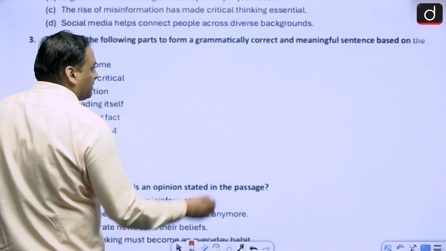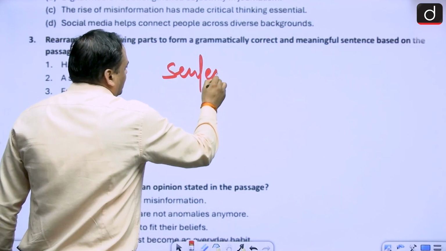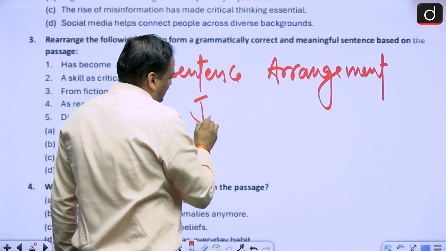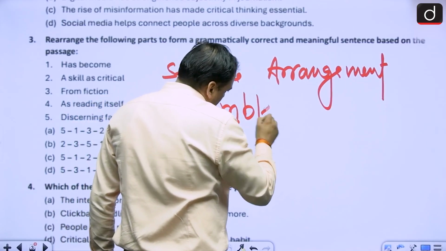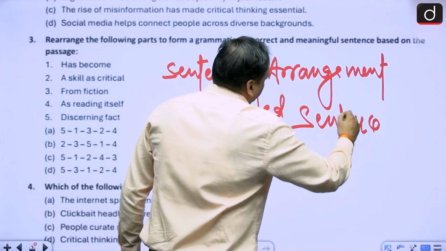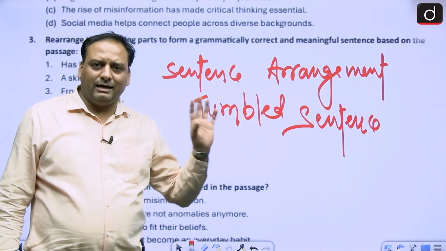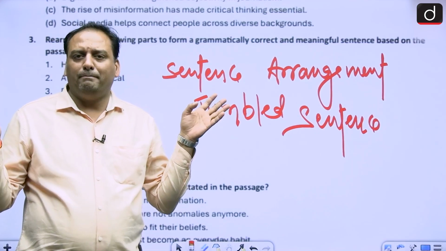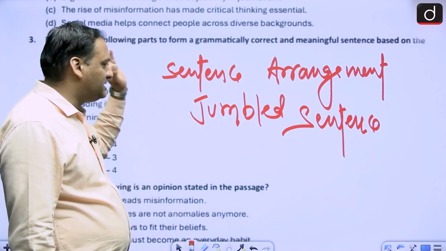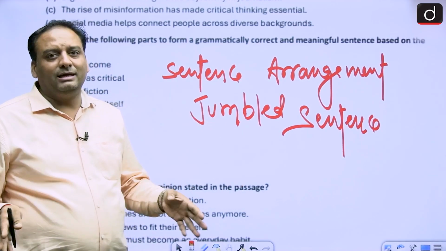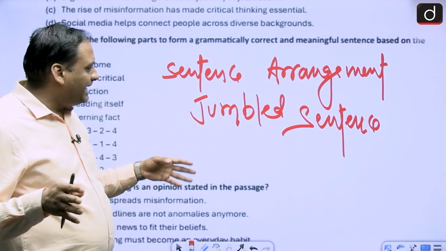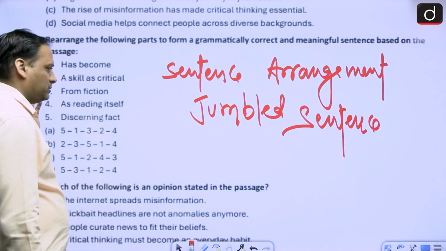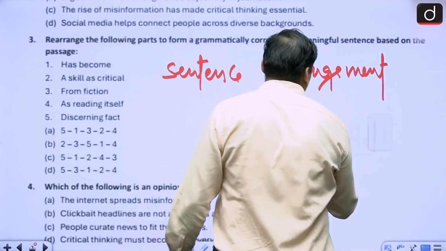This is actually called sentence arrangement, or you can call it jumbled sentences. Basically, there is a difference between the two. A jumbled sentence is a sentence which is broken into many parts, and in sentence arrangement, a particular passage is broken into many sentences. When you need to arrange many sentences, it is called sentence arrangement. When many parts of a sentence are there to be arranged, this is called jumbled sentences. So it is actually a jumbled sentence, not a sentence arrangement. Or you can call it sentence arrangement, it doesn't matter, but the answer should be correct.